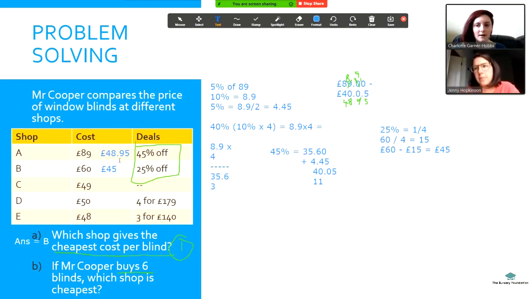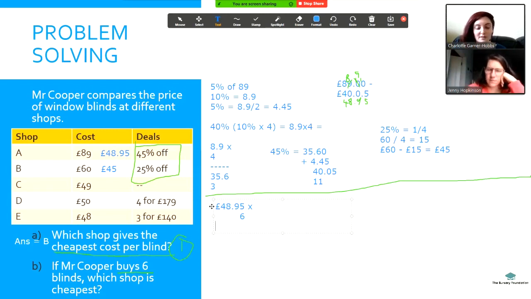Yeah. Okay. So if I know that one blind in shop A is £48.95, I'm going to need to multiply that by 6 because I'm buying 6 of them. So I've got £48.95 multiplied by 6. I'm going to work it out really quickly on my calculator because I don't want this video to get too long, essentially. Maybe you at home can see if you can beat my calculator.